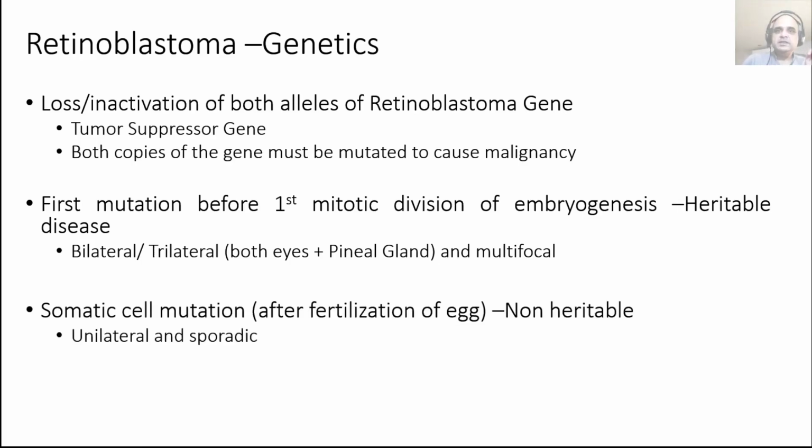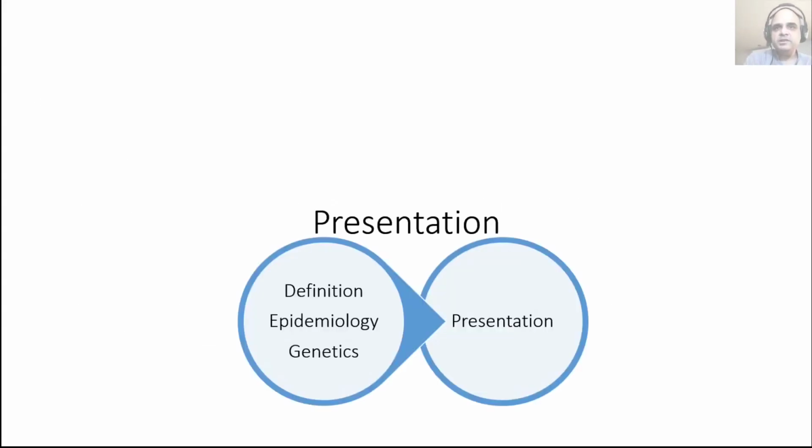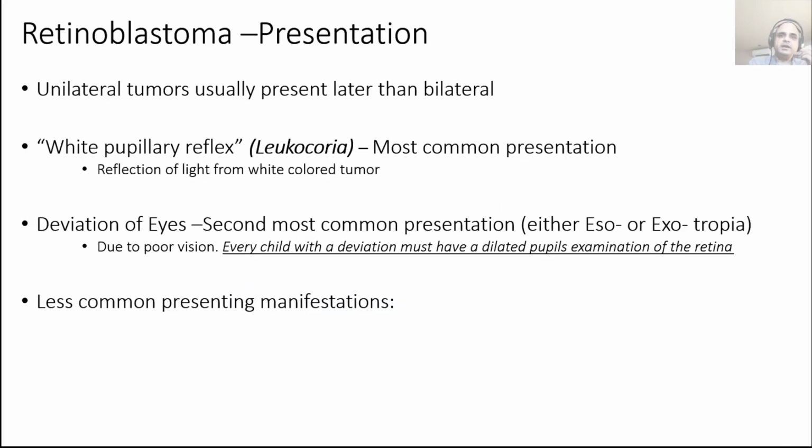If the mutation occurred in somatic cells after fertilization of the egg, then you get a non-heritable sporadic form of the disease, which is usually unilateral, unifocal tumors. We'll talk about disease presentation now, and as I've already mentioned, unilateral tumors are much more common as compared to bilateral. Unilateral 70%, bilateral 30%.